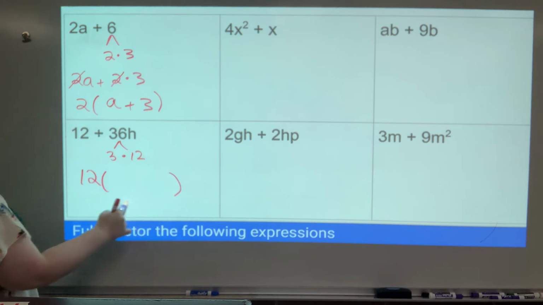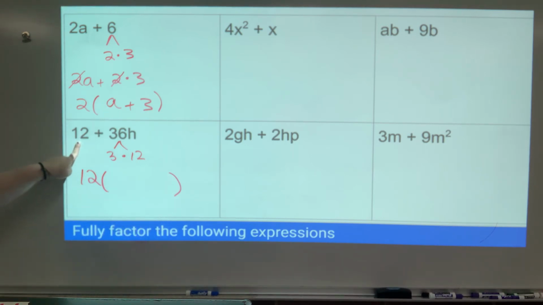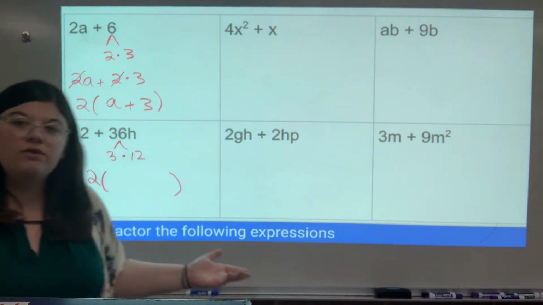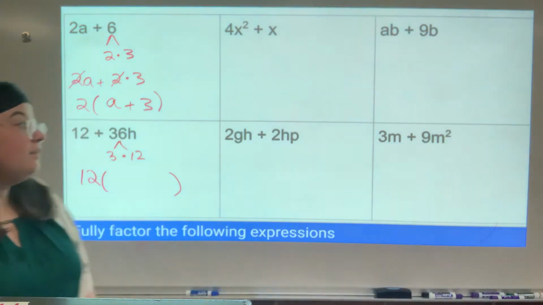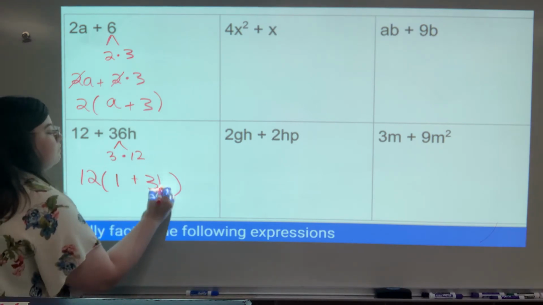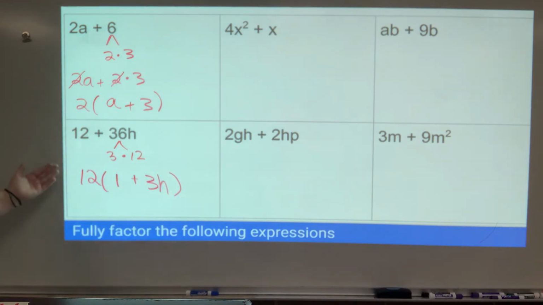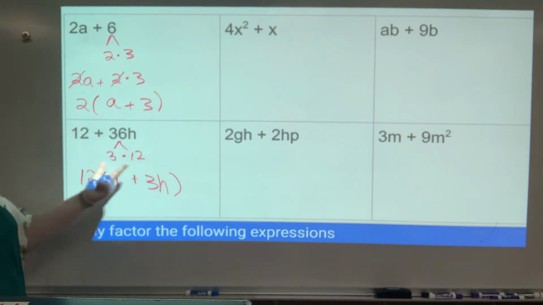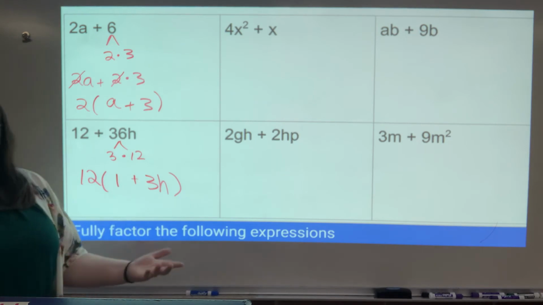What is left on the inside of the parentheses? If I take this first term 12 and divide it by 12, because I want to pull that factor of 12 out, 12 divided by 12 is just 1. So I'm just left with 1 plus, if I pull 12 out of 36h, that's just going to leave me with the 3 and the h. So that would be a good way that you can break that down. If you can see going from this step to this step without writing out factors, please do so.